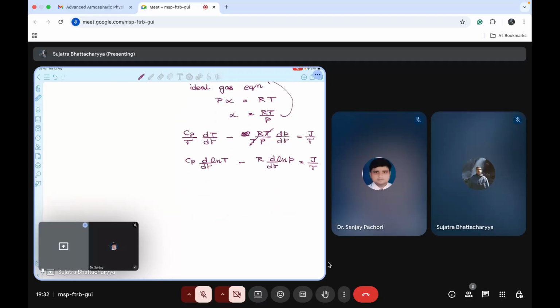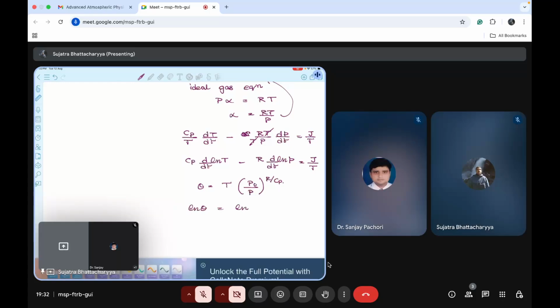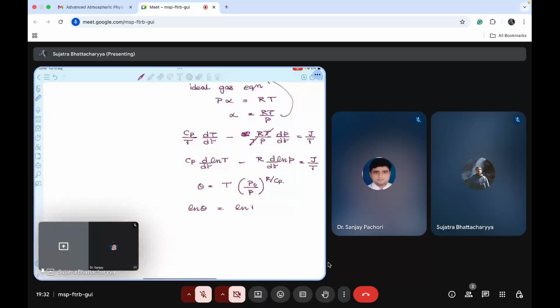Fine. Now, use the definition of potential temperature. Theta is equal to T times P naught, which is a constant, by P, which is varying, to the power R by Cp. So now what we will do is take log on both sides: log theta equals log T plus R by Cp log of P naught minus R by Cp log of P.